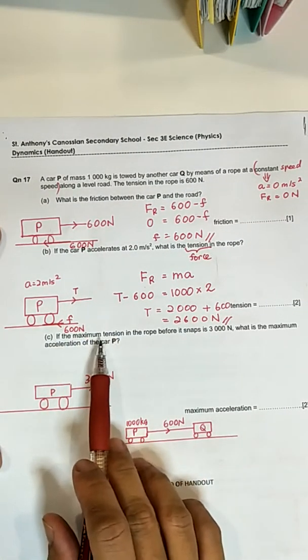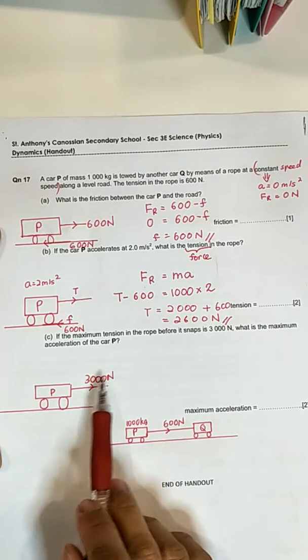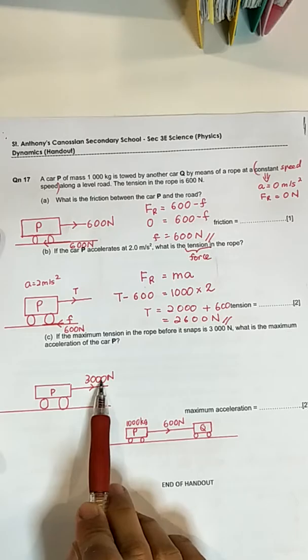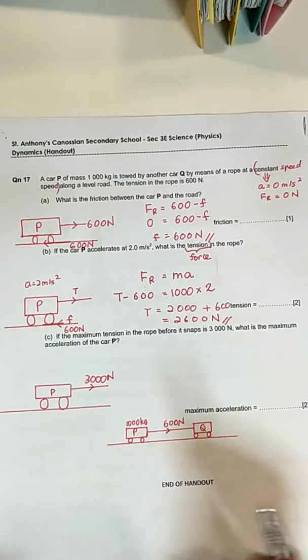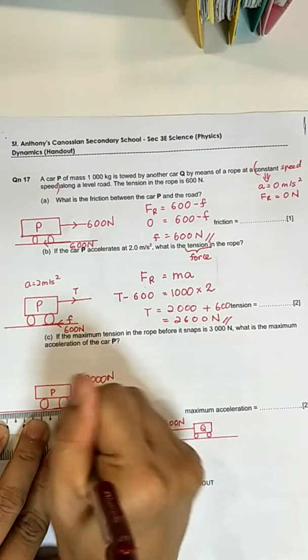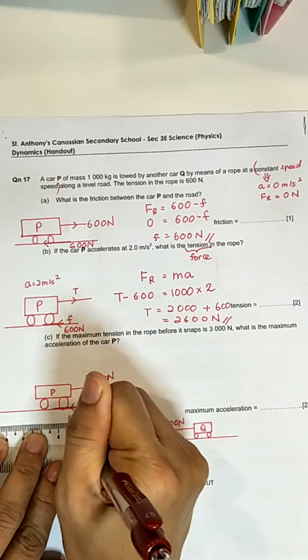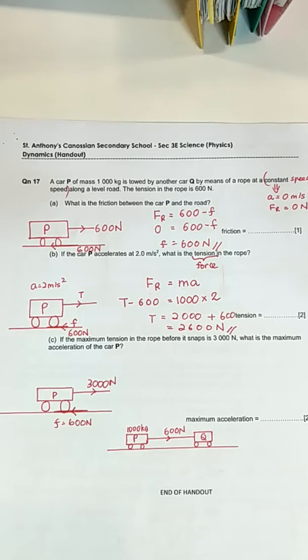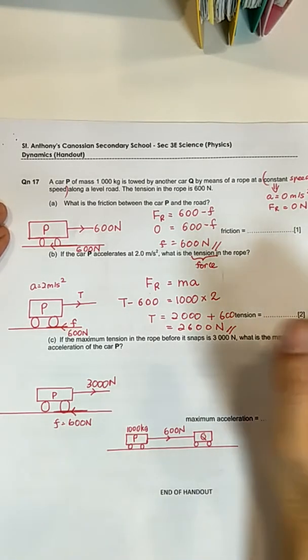Next, if the maximum tension is 3000, that means the maximum pulling force is 3000. What is the maximum acceleration? Again, I'm assuming that it is the same road, so there will still be a friction of 600 newtons acting here. So what is the maximum acceleration?